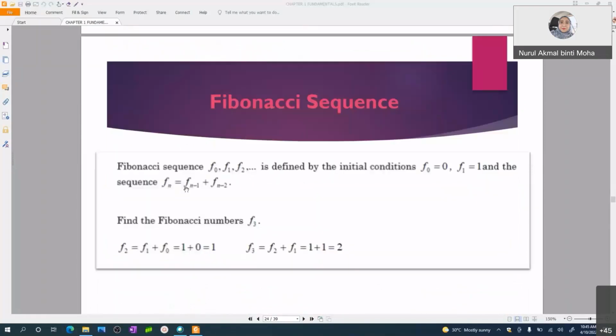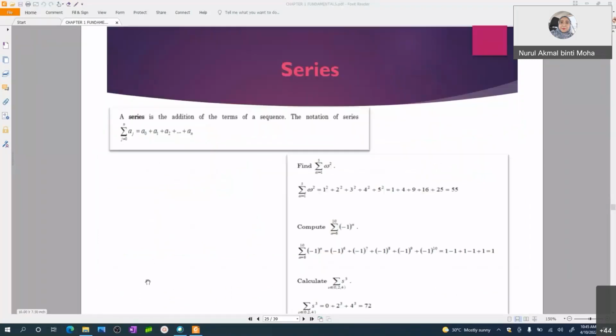So F2 is equal to F1 plus F0. It will give you 1 plus 0 based on the value given here. And so F2 is equal to 1. And then F3 is equal to F2 plus F1, which gives you 1 plus 1, which is equal to 2. Okay. And then we go to the next one, which is series.